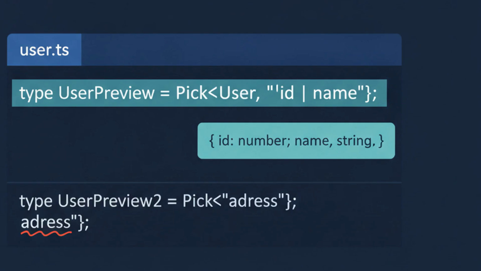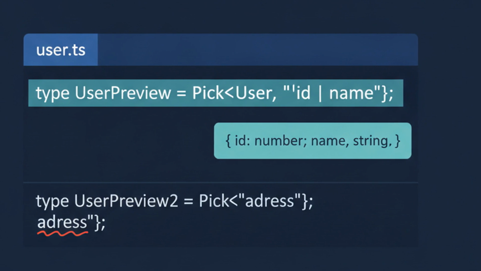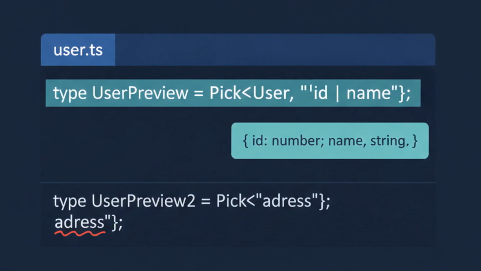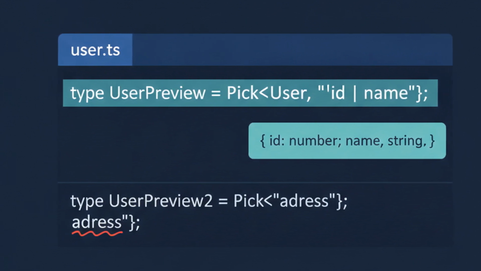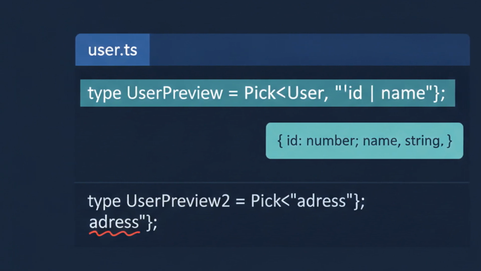Now let's slice types apart. Pick lets you create a new type using only a subset of properties from another. You pass the source type, then a union of the keys you want to keep. So if you only need the ID and name from user, say for a drop-down list, you pick exactly those 2. Notice the keys are checked, misspell one, and TypeScript yells at you immediately.